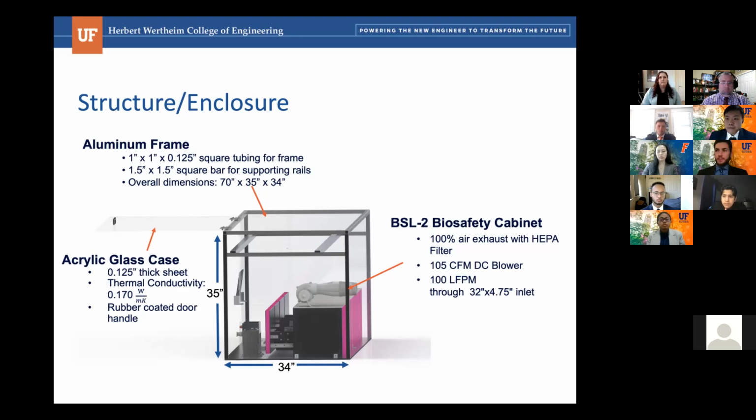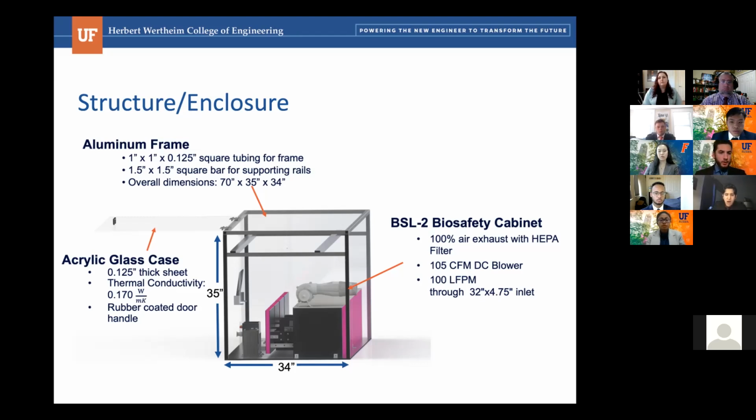So the most common biosafety requirement is the class 2, A2, which is a 30% exhaust. Those use 100 linear feet per minute airflow across the entire system, continually moving it. Well, we decided to go a little bit higher and do the BSC class 2 type B2 system, which will result in 100% air exhaust through a HEPA filter. We decided on using a 105 cubic feet per minute blower to suck in the air and to blow it out through the HEPA filter out of the entire enclosed environment for 100% exhaust.